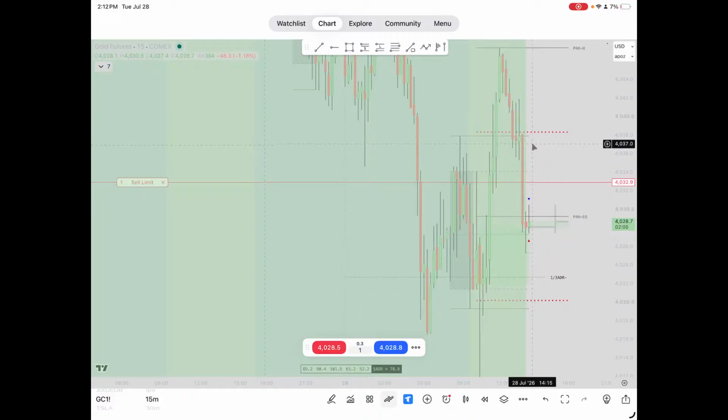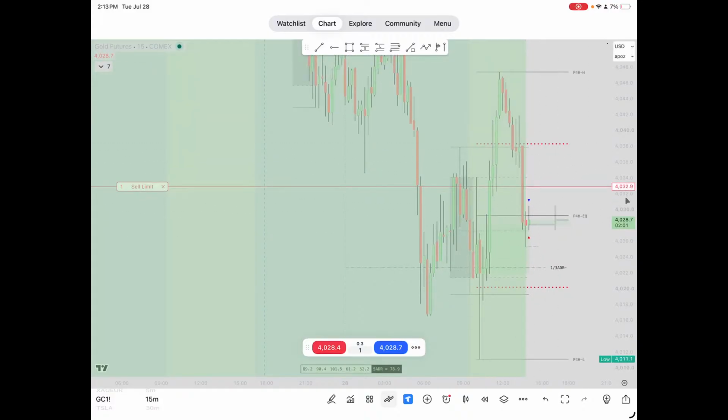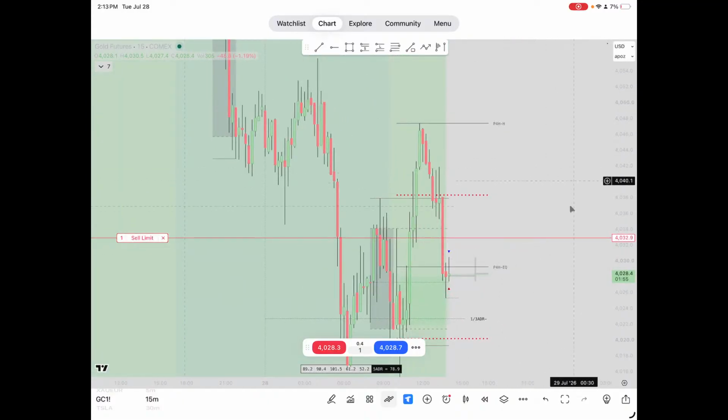But this is a pretty big push down, so we could just chop around in this area. More likely, we could, and then take this 4 hour low here and go higher for Asia. Potentially. We just have to wait and see.